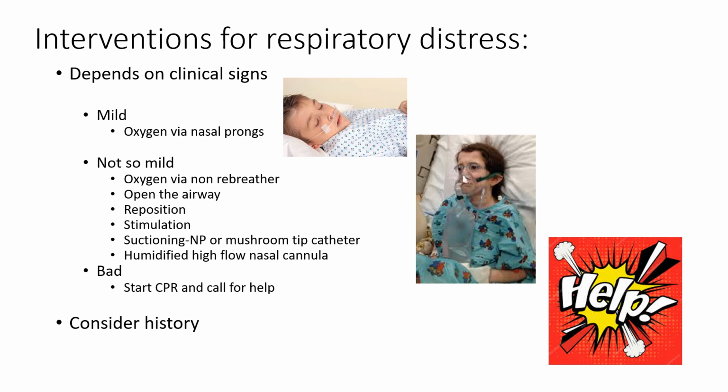So when they're with mild respiratory distress, you can use oxygen via nasal prongs. So mild is, the patient's color is still good, but perhaps their pulse ox is a little bit low, maybe low 90s. Maybe their respiratory rate's a little elevated. Maybe their heart rate's a little elevated.